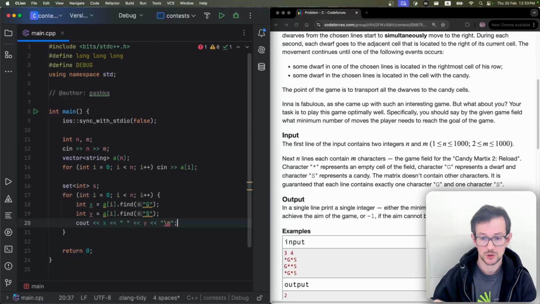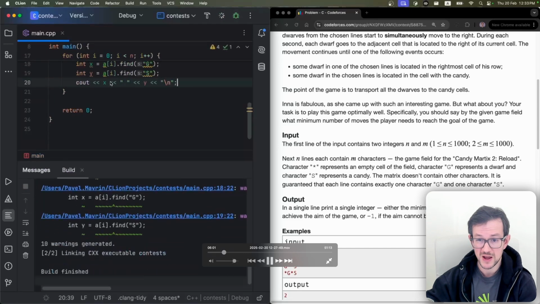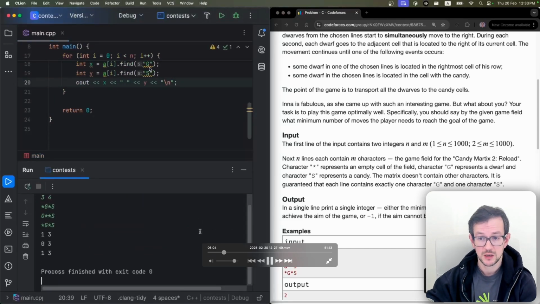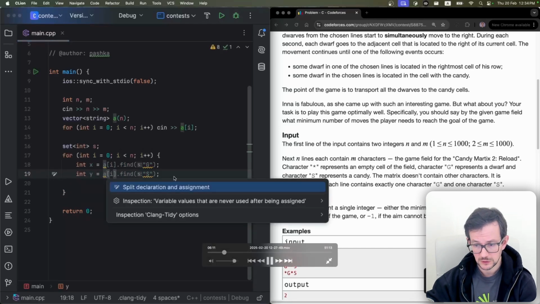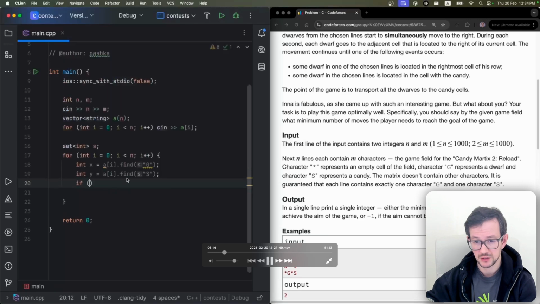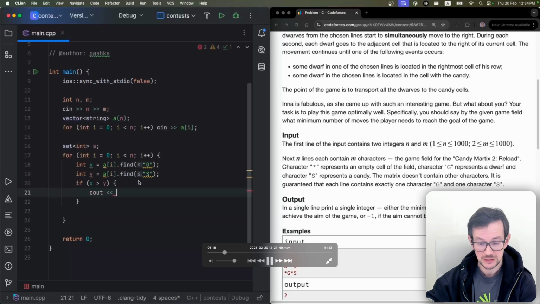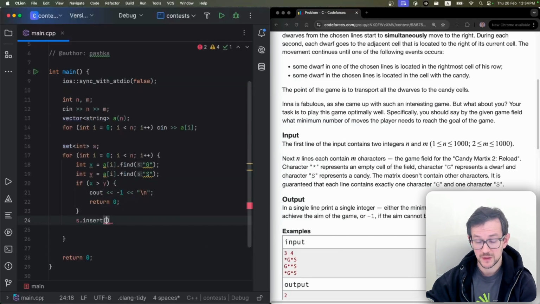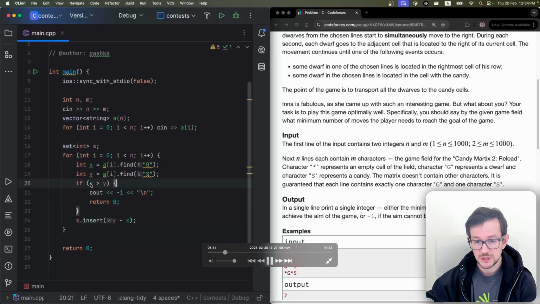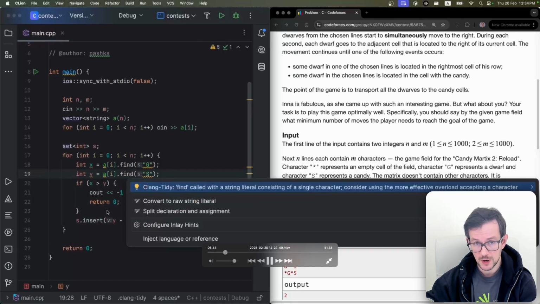What I'm doing here is I just use this function find, why not, to find the position of the dwarf and the position of the candy. And here I'm interested in what CLion says. CLion shows me some warnings, so I usually check what's happening. Maybe CLion knows something better than me. Sometimes it does. Here it's actually not a big problem. So I see if the dwarf is to the right of the candy, I output -1 and immediately stop.